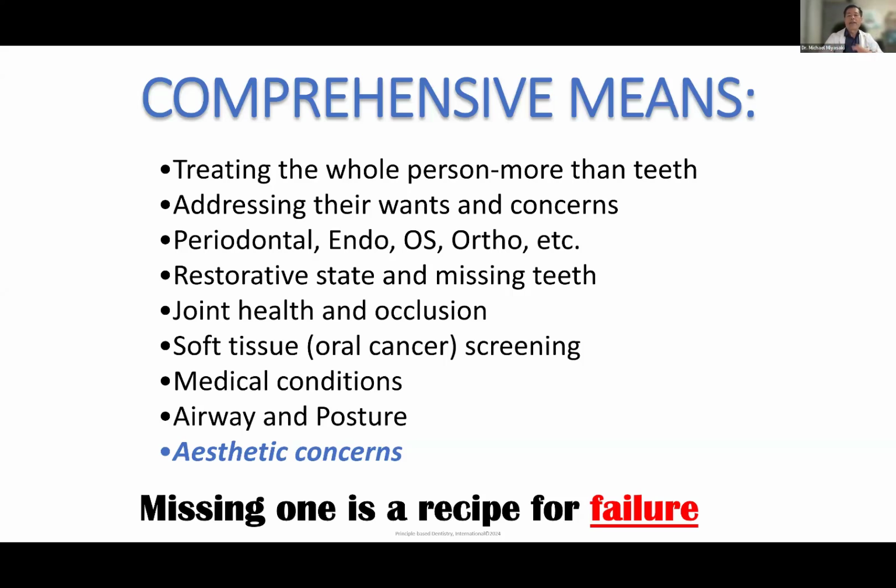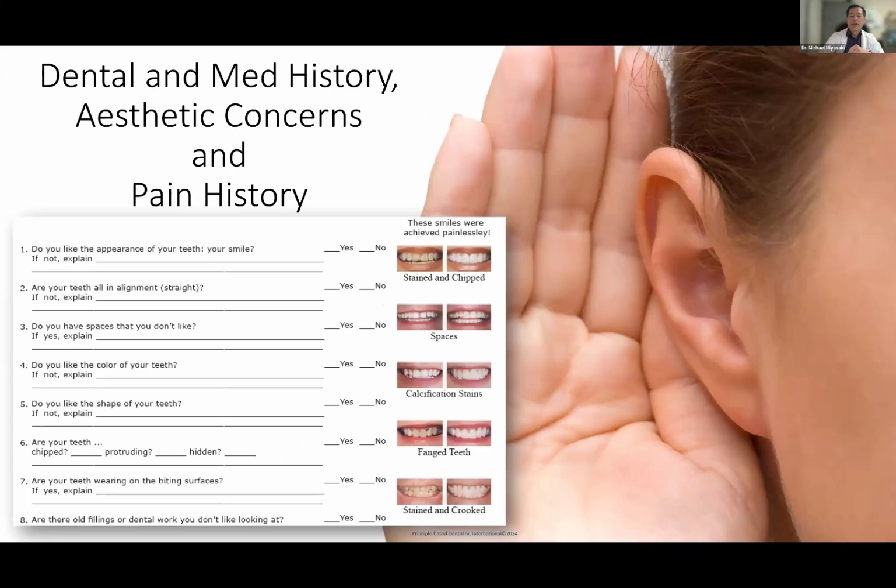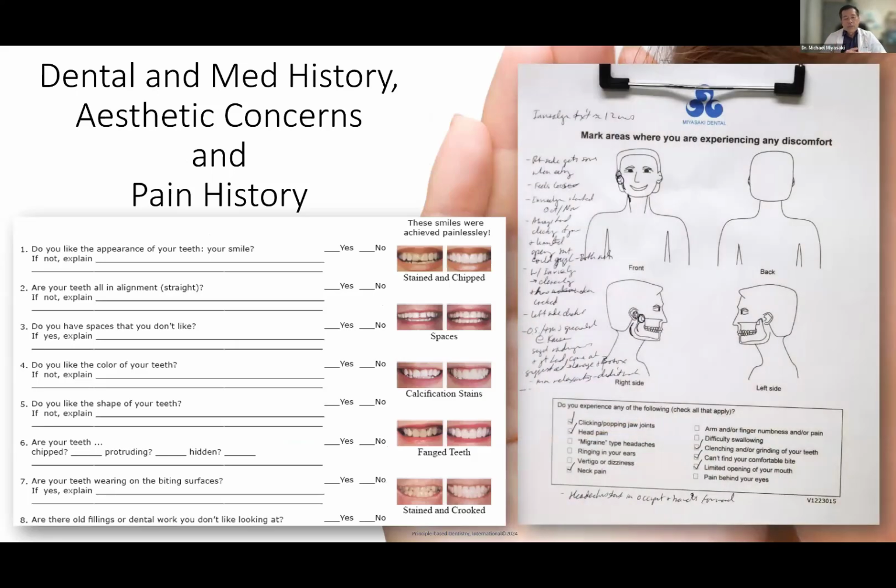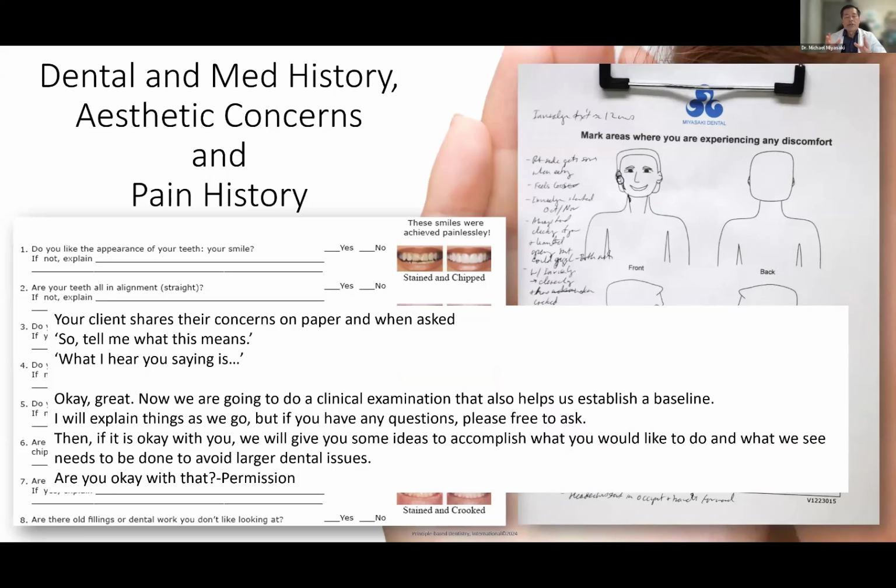So what we have to do is get to know what the patient's concerns are. So what I do is I have two intake forms. One asks medical history, dental history, and then the form on the left-hand side asks them things like, do you like the appearance of your teeth? Are there crooked teeth? Are there dark restorations that you don't like looking at? And on the right-hand side, I have another form that asks them about function. Do you have areas where you have pain, like maybe in the jaw joints, in the temple area? Do you get headaches? Do you have clicking and popping of the jaw joints? Do you have vertigo?